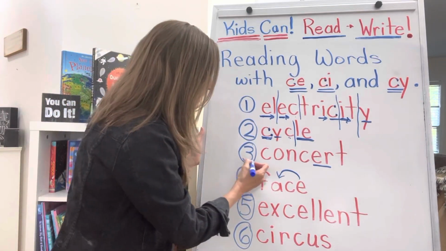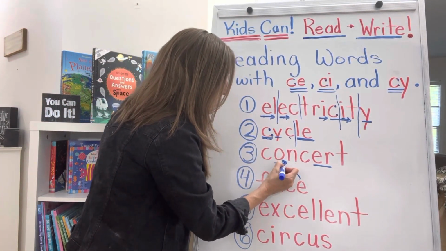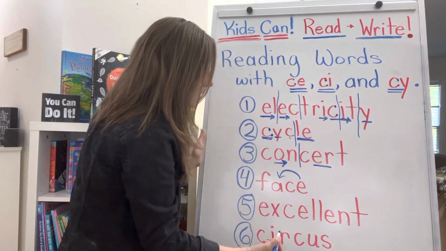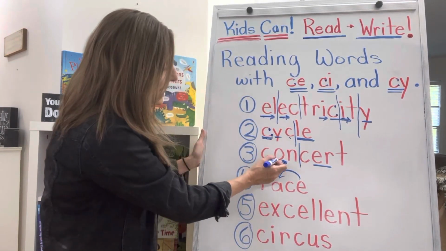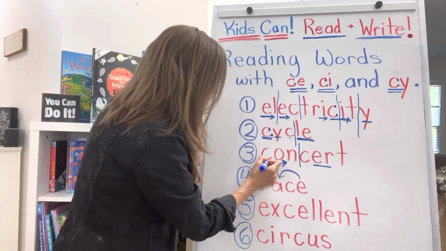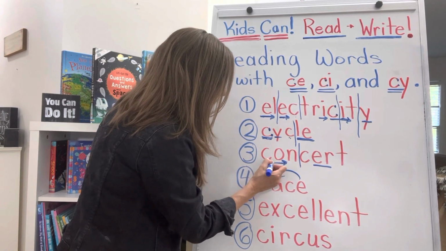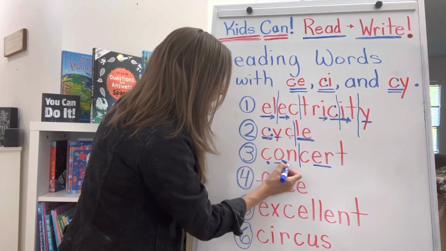So let's see if you can do this one. Remember, find that first vowel, drag it into that next letter. Is this C touching an E, I, or Y? No. So this is a regular K sound. So when we read this, we go K, on, con.